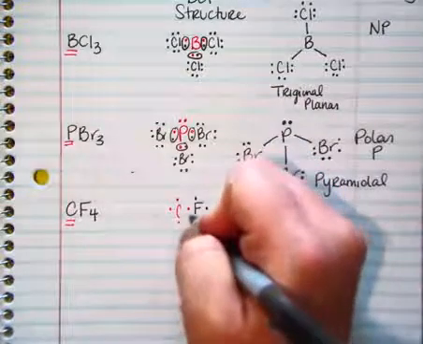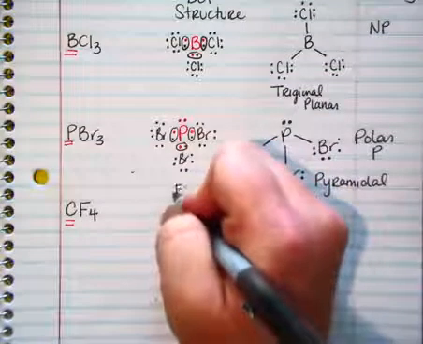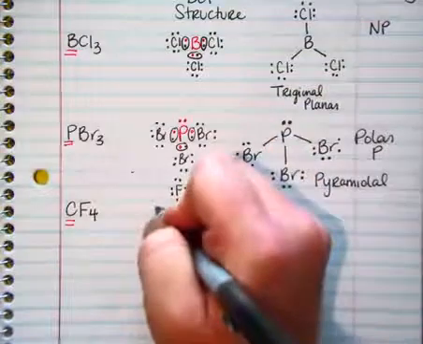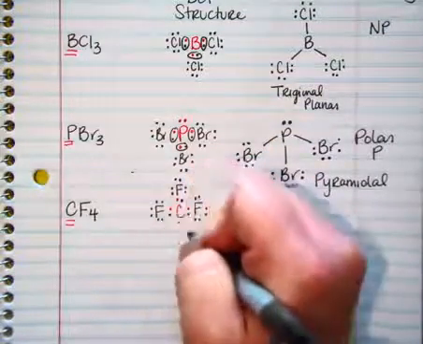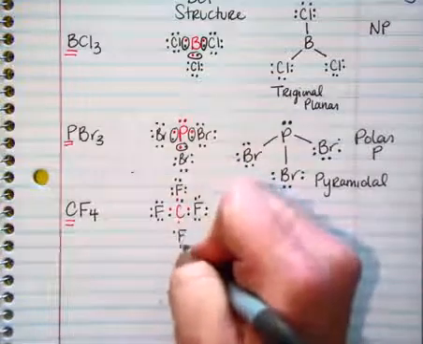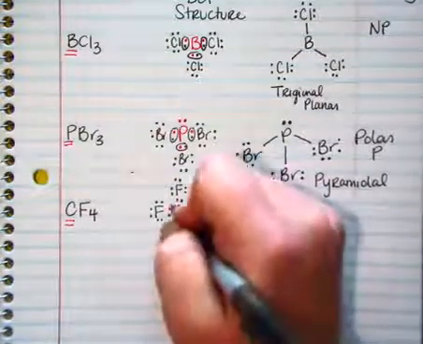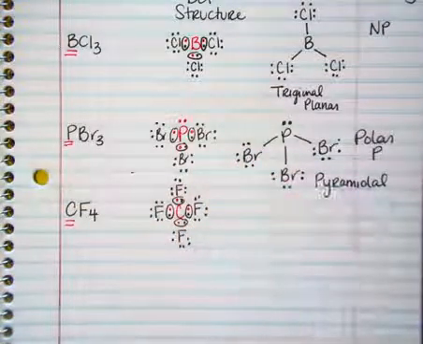1, 2, 3, 4, 5, 6, 7 for each fluorine. And 4 bonds here, all single.